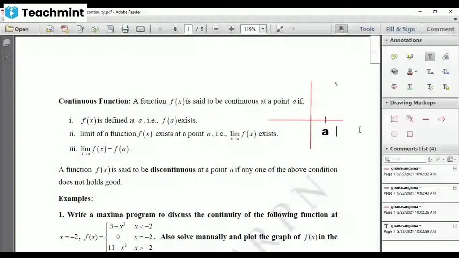In the case of limit, we are giving values from before a up to a, not including a. That is your left-hand limit. Right-hand limit means from plus infinity to after a, not including a. Left-hand limit and right-hand limit: x is less than a, x is greater than a, but not x equal to a. But here, we are giving x equal to a also. That is the difference between limit and continuity.